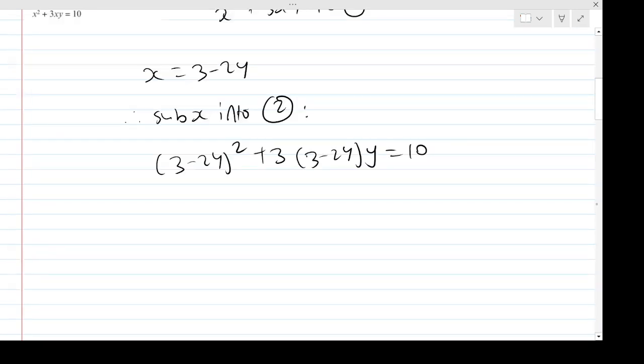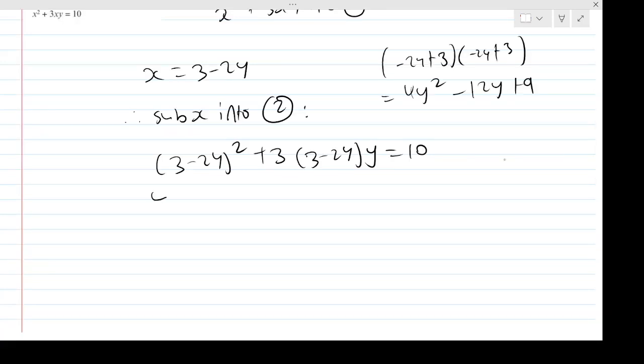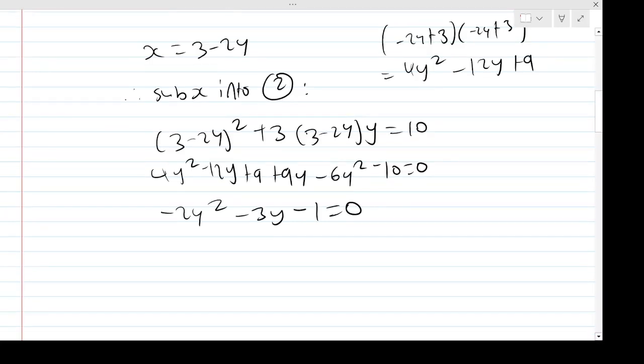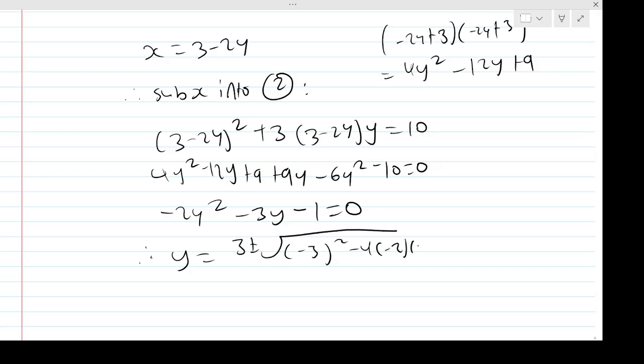So then if I expand all this, I get 4y squared minus 12y, add 9, add 9y minus 6y squared minus 10 equals 0. Then I can just clean this up to get minus 2y squared minus 3y minus 1 equals 0. Okay, and then I can solve that quadratic. Let's use the formula. So y is going to be 3 plus or minus the root of (minus 3) all squared minus 4 lots of minus 2 lots of minus 1, over 2 lots of minus 2, which will get me minus a half or minus 1. Those are my two solutions for y.